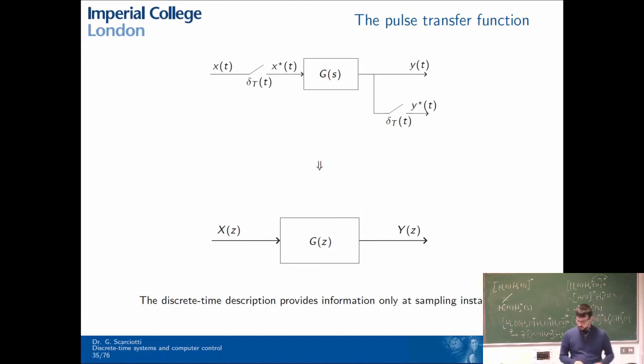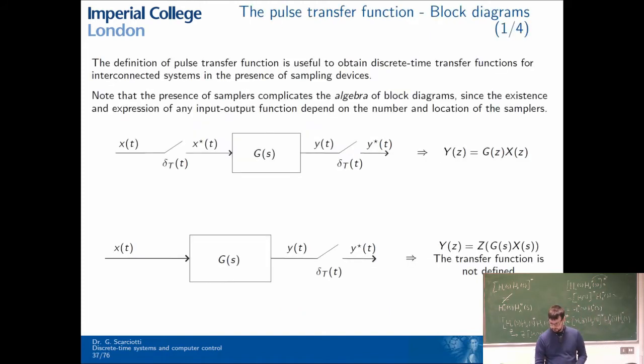So let's go back to the slides. And let's now try to find the pulse transfer function for more complicated situations. This is the situation that we have just seen. It's a situation in which we have the block and we have a sampler before and a sampler after. Okay, let's do this at the board.